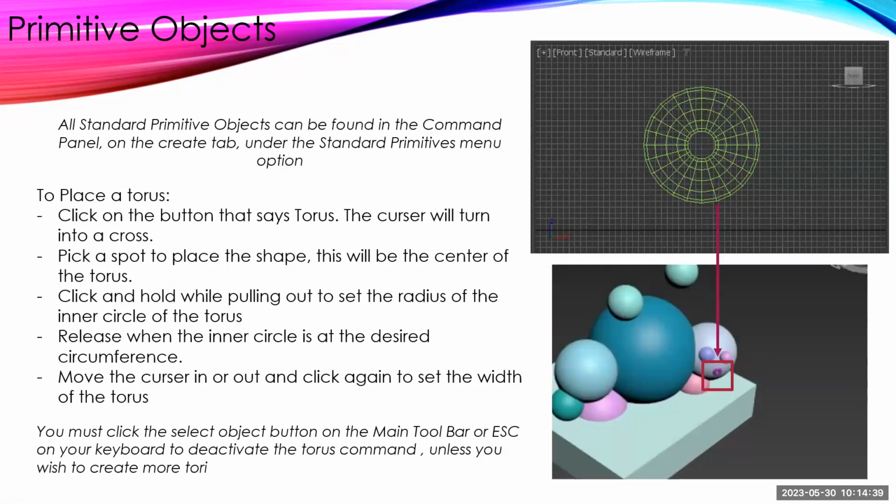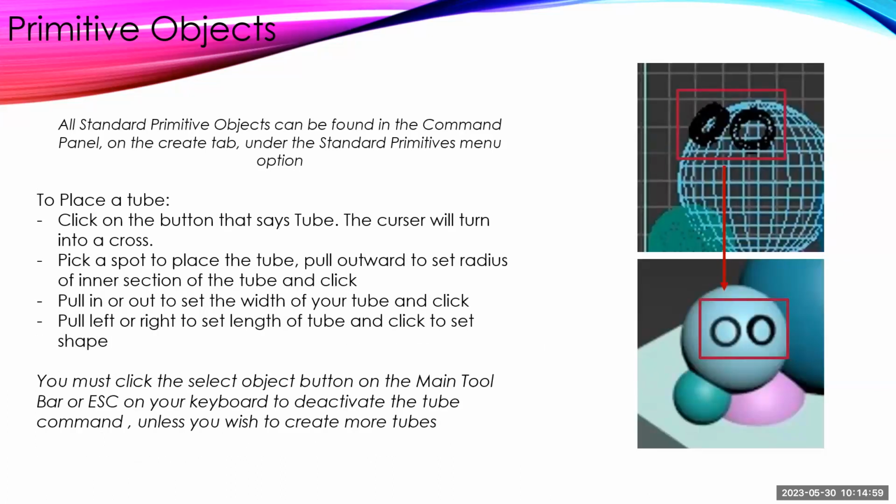For a torus, again, same steps to put it into your project. You start with the radius of the center, and then you pull out for the width that you want your shape to be. And lastly, you set the height. For a tube, same thing. First, you set the radius, the thickness of the tube, and then the height.